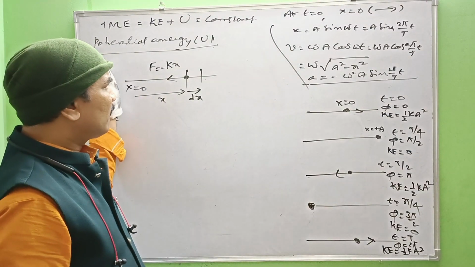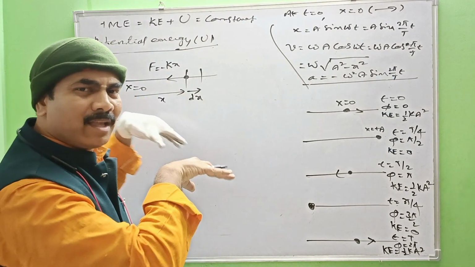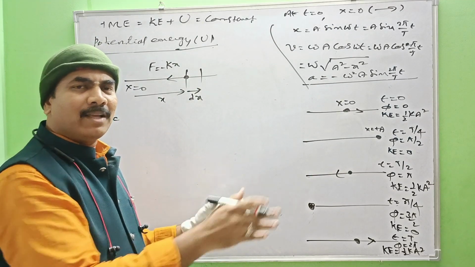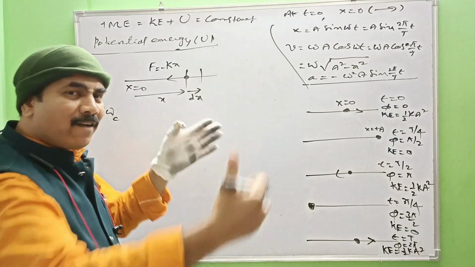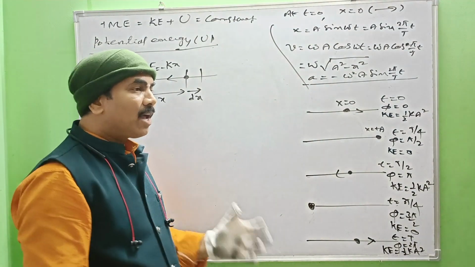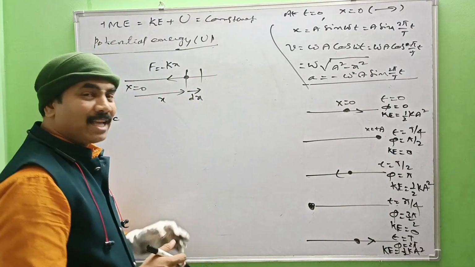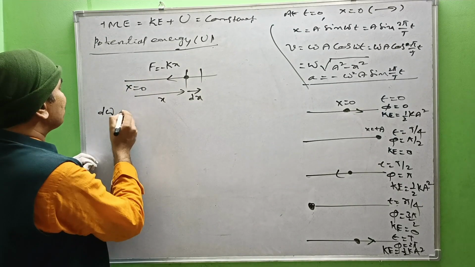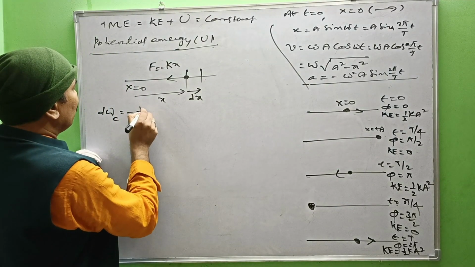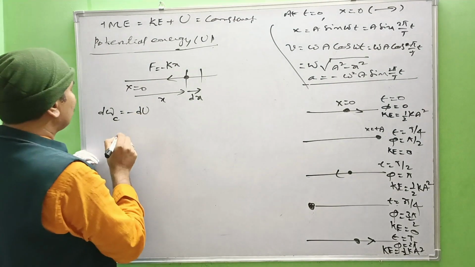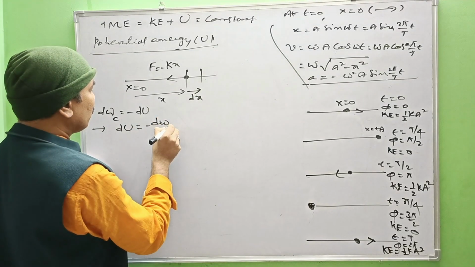Whether the particle is on the right side of the mean position or the left side, irrespective of the direction of motion, what is the direction of restoring force? Always towards the mean position. That's why work done by this force is independent of the path followed by the particle. Right? That's why it is said to be a conservative force. So work done by this conservative force equals, we know, the negative of the change in potential energy, dU. This implies dU equals minus dW c.